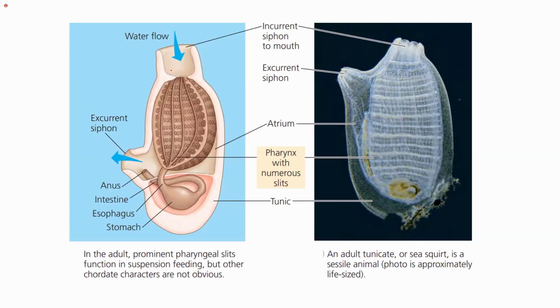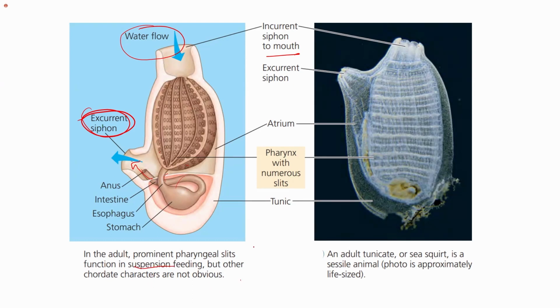You can see here the water flows through the incurrent siphon, which is attached to the mouth. Then it enters the pharyngeal gill slits, a pharynx with numerous slits, and is then moved out of the body through the excurrent siphon, which is attached to the anus. The undigested food is also released into the excurrent siphon by the anus. So in the adult, the prominent pharyngeal gill slits function in suspension feeding, but other chordate characters are not obvious.